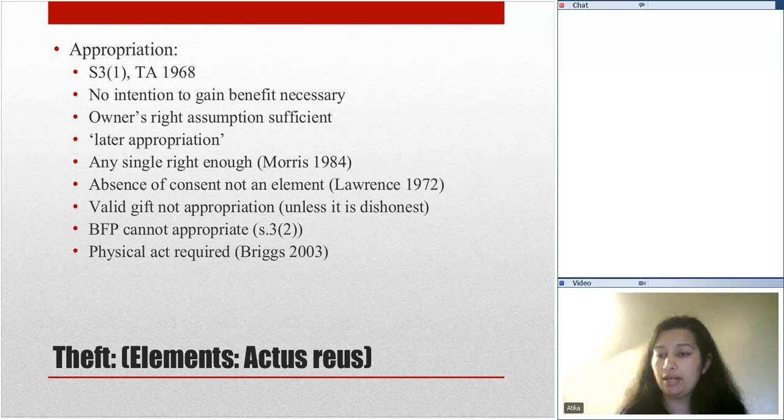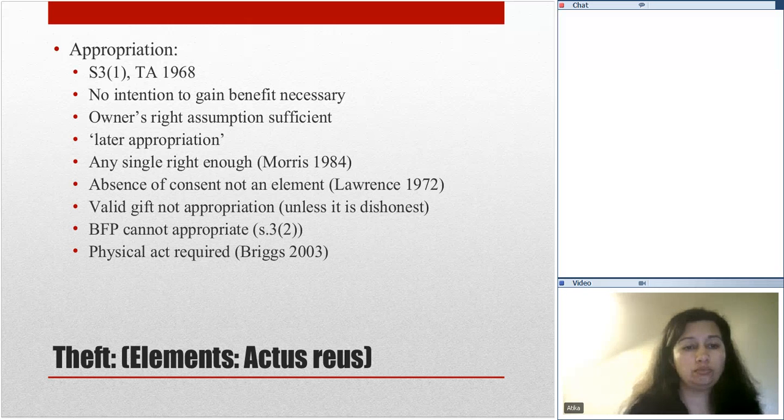One more thing: absence of consent is not an element of that crime. Okay, absence of consent is not an element of that crime. A valid gift is not an appropriation unless it is dishonest.